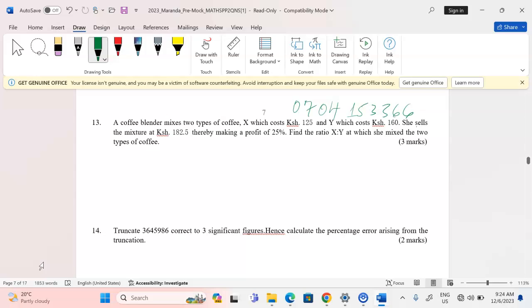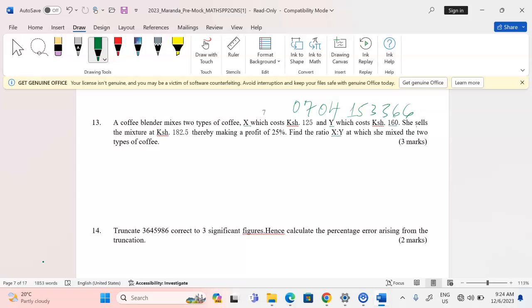In number 13, we are talking about mixtures, ratios, and proportions. A coffee blender mixes two types of coffee, that is X, which costs 125 Kenya shillings, and Y, which costs 160 Kenya shillings. She sells the mixture at 182.5 Kenya shillings, thereby making a profit of 25%. Find the ratio X:Y at which she mixed the two types of coffee.